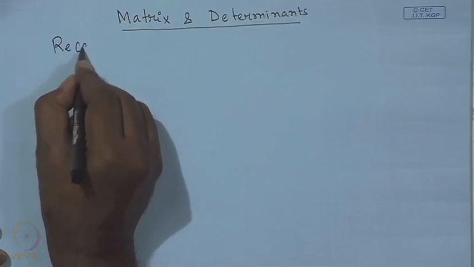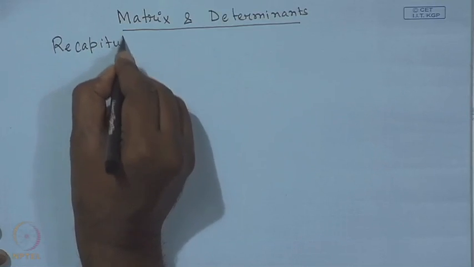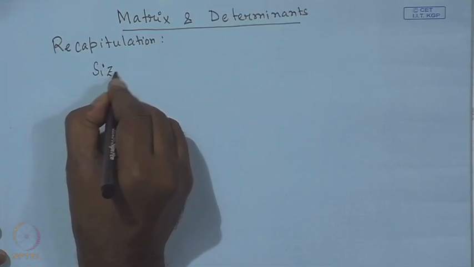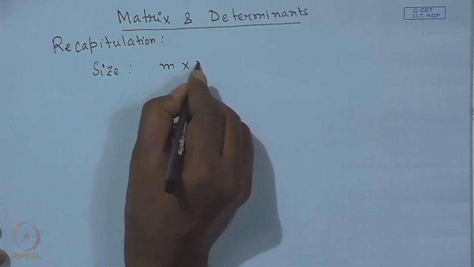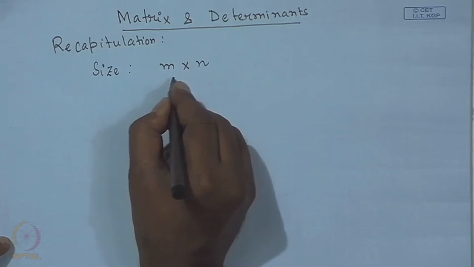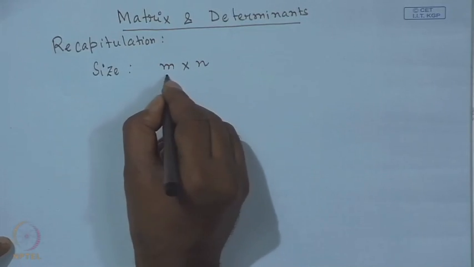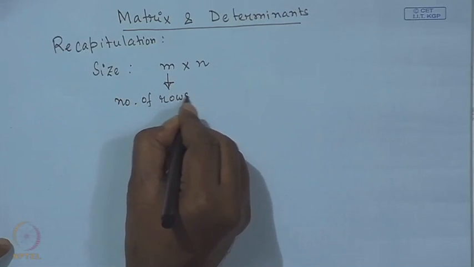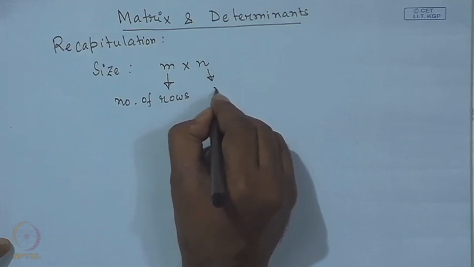We will be looking into a couple of examples, and before that we will be recapitulating some of the definitions and basic properties of matrices and determinants. So, let us do that. Let us look into what is the size of a matrix. Size is written as m into n. Let us see what m stands for and what n stands for. m stands for the number of rows and n stands for the number of columns.